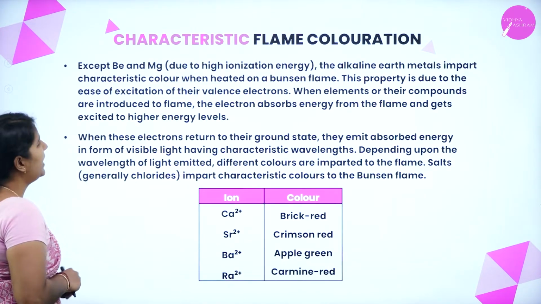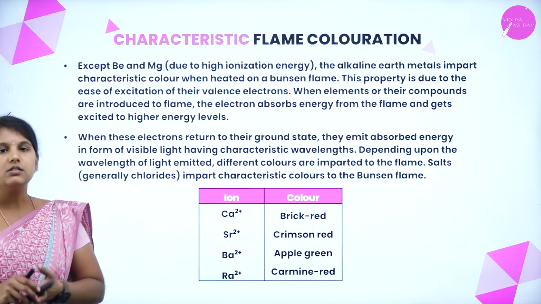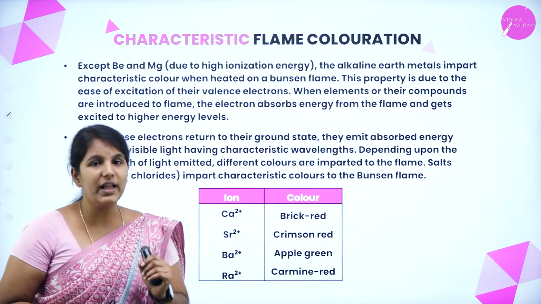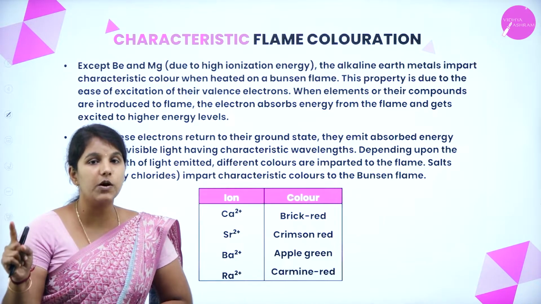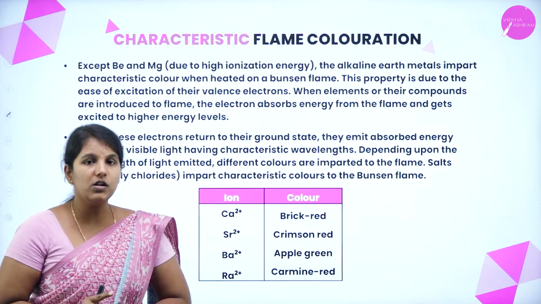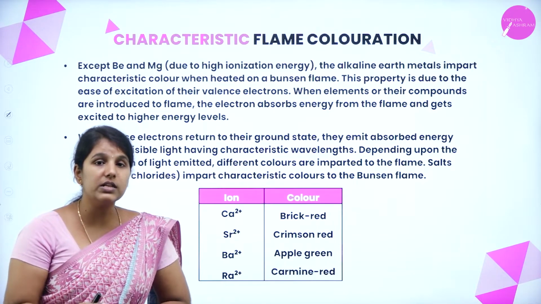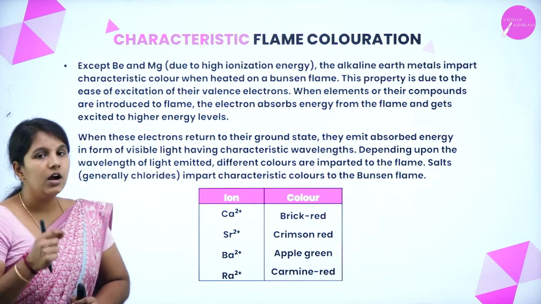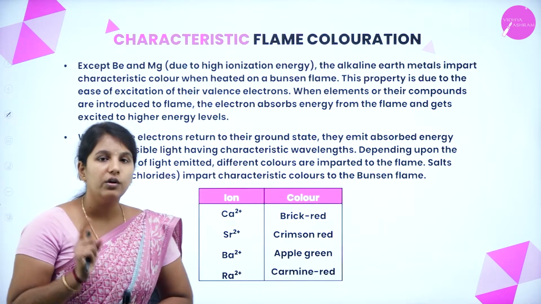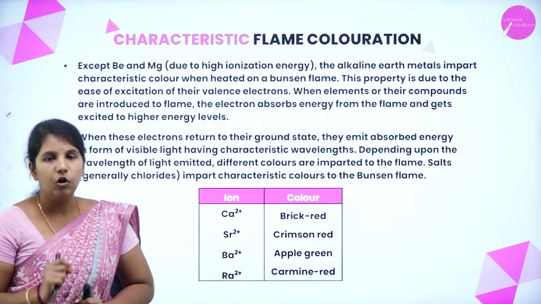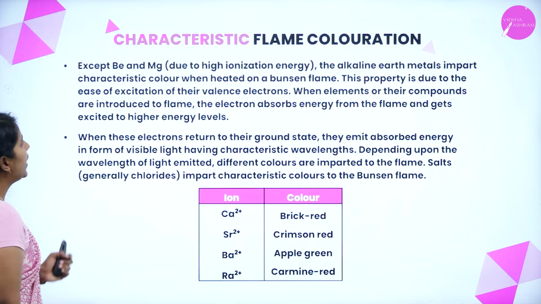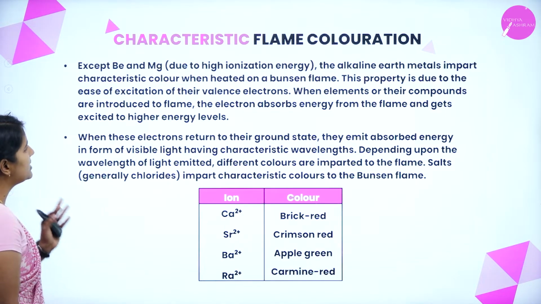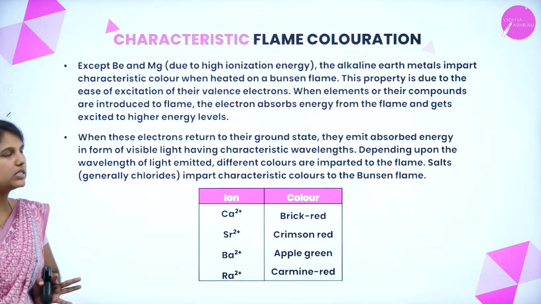Next is characteristic flame coloration. As we have already understood, the group 1 elements, which have only 1 electron in the outermost shell, are also responsible for forming colors. Here also, since alkaline earth metals have 2 electrons, they are also responsible for giving different colors. All of these steps you will do in your first PUC as well as in your second PUC. Hope you know this test as well. Except beryllium and magnesium, alkaline earth metals impart a characteristic color when heated in a Bunsen flame.